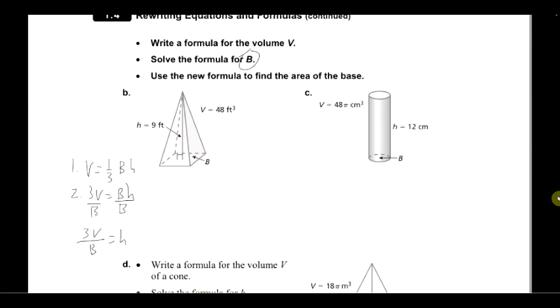Now let's use this info. Let's do our parentheses. 3 times parentheses divided by parentheses equals big B, or the area of the base. You can fill in the rest.